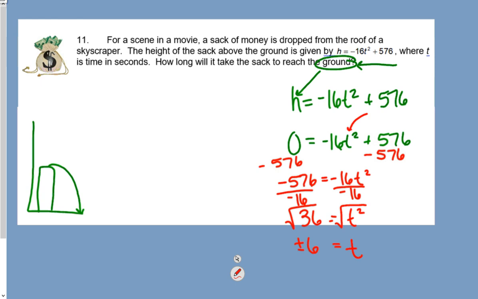Well, 6 seconds or negative 6 seconds. Negative 6 seconds would be going backwards in time, so we're not going to use that one. We're going to just say positive 6 seconds. Okay, but again, just to recap, I took the equation that they gave us. They asked me about the ground, so then that created an equation that I could solve and work backwards.